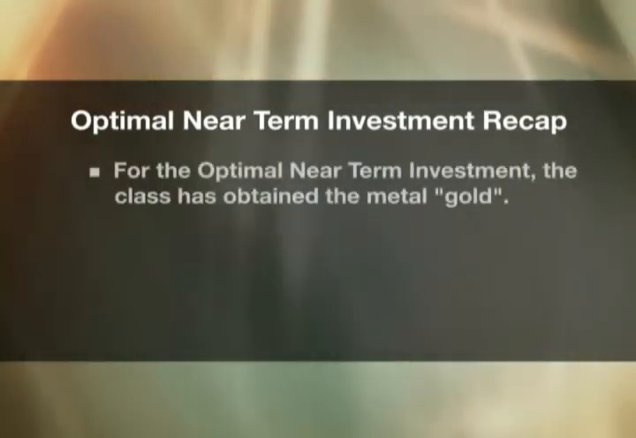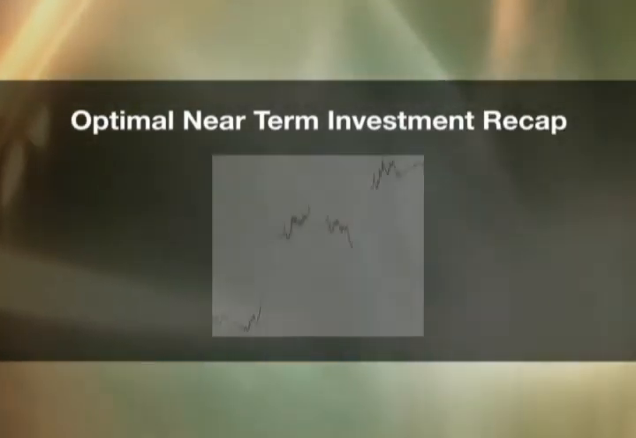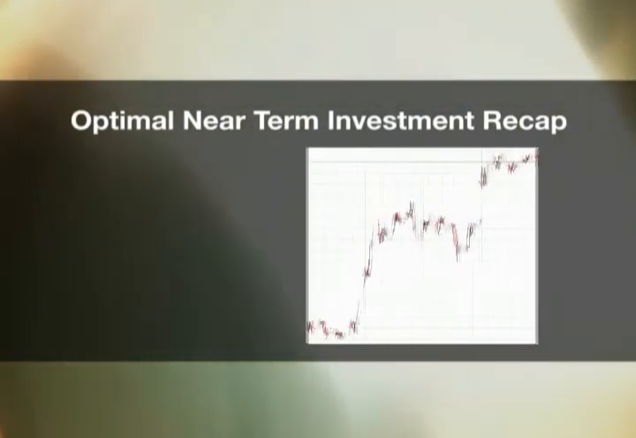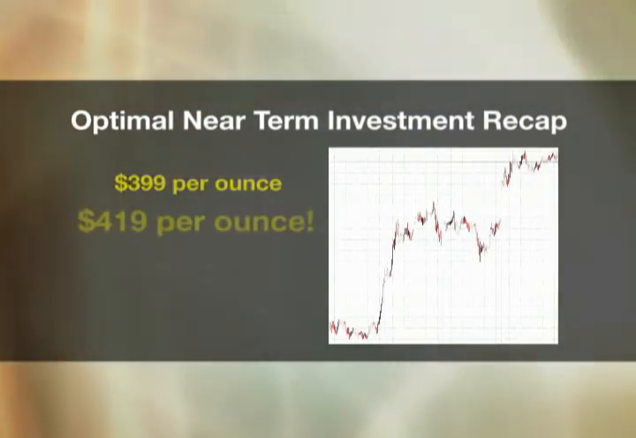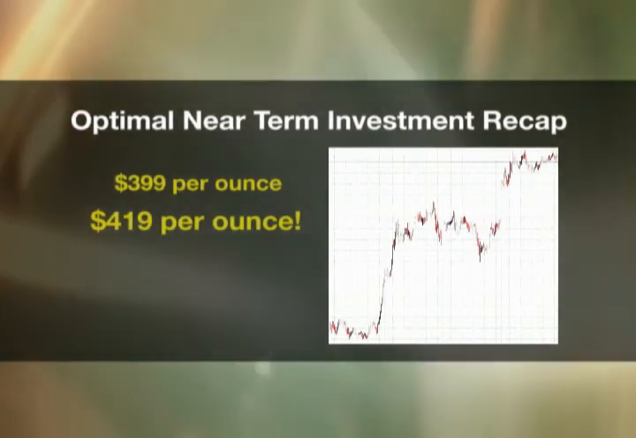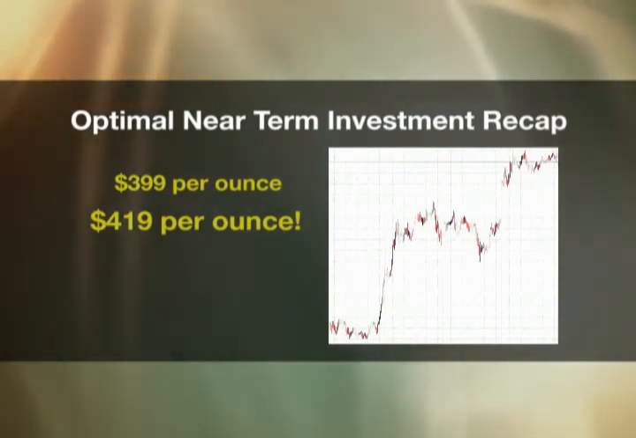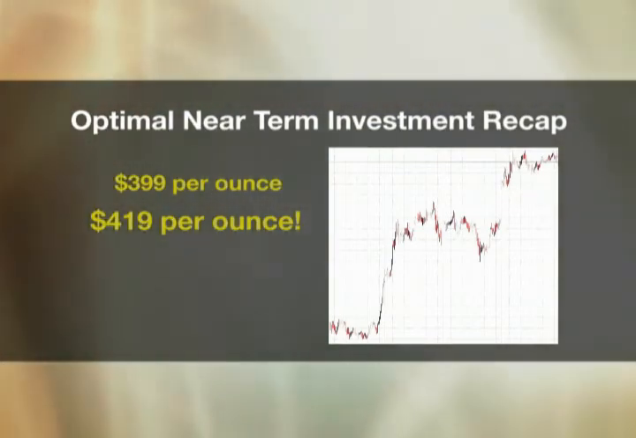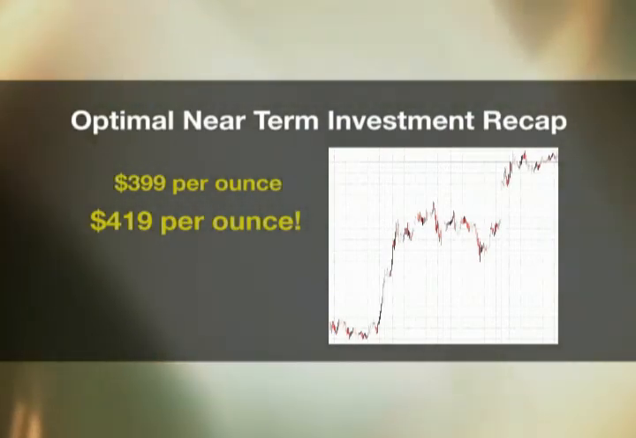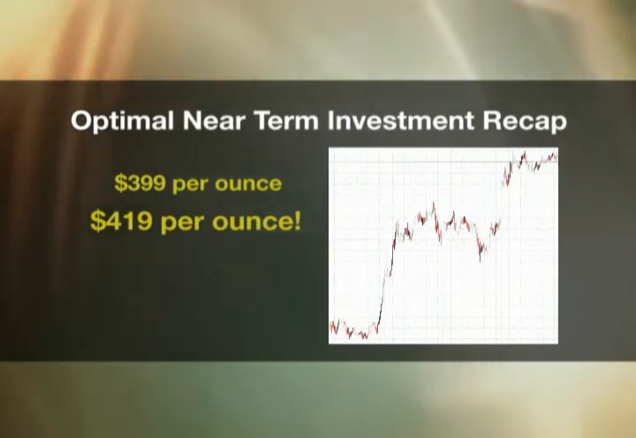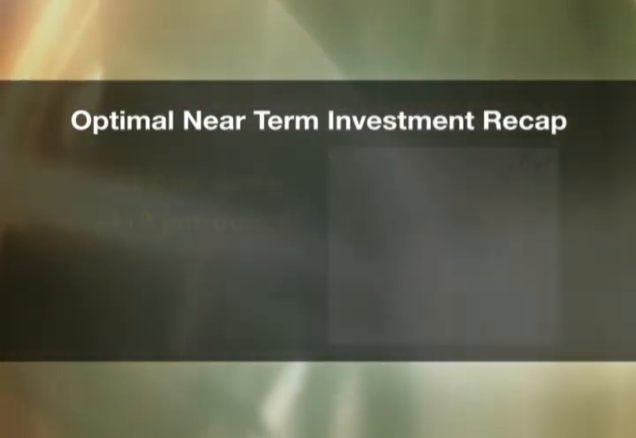It's apparent that the class has obtained the metal gold as the optimal near-term investment. As displayed in this chart, gold moved from $399 per ounce to a high of $419 per ounce for the 4 weeks following the execution of the optimal near-term investment cue used in the class. Investors of this commodity received a 300% return over margin in the futures market over that time period, thereby making it truly the most optimal near-term investment within the stock and futures market during that time frame.